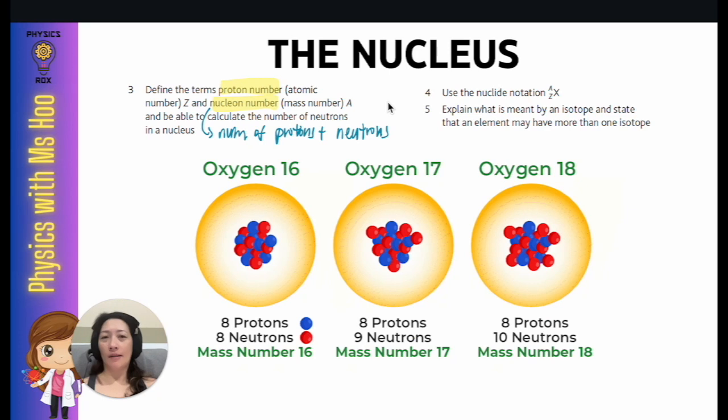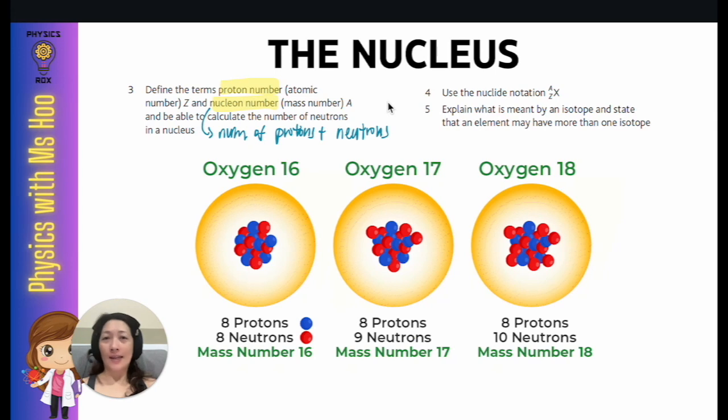Why don't we include the electrons? Because the mass of a single electron is so tiny, it has no influence on the total mass. So that's why when it comes to calculating the mass, we will just ignore the number of electrons. You actually need more than 1,800 electrons to make up the mass that matches one proton. So that's why we can just ignore the mass of the electron.